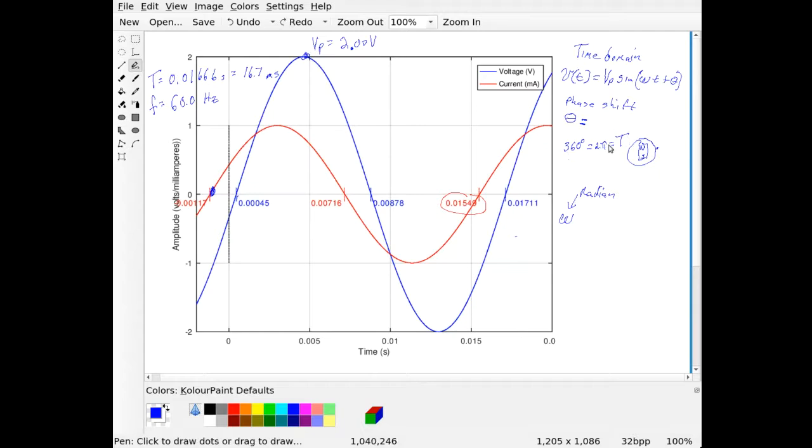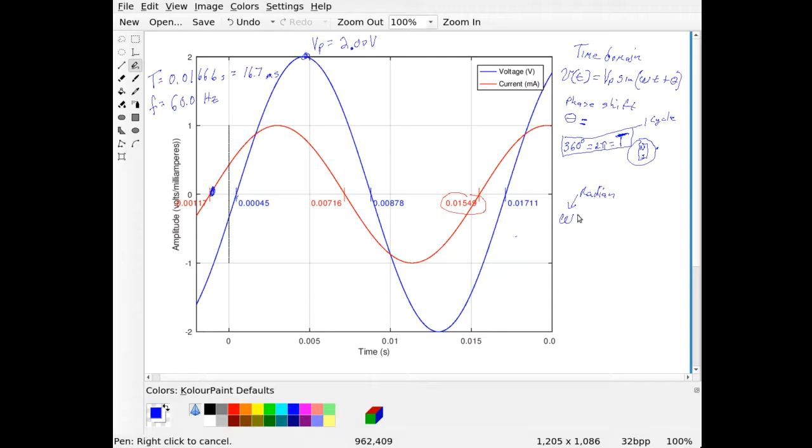Okay, so 360 degrees, 2 pi radians, or the time of the period that it took for one complete cycle. All three of these indicate one complete cycle.